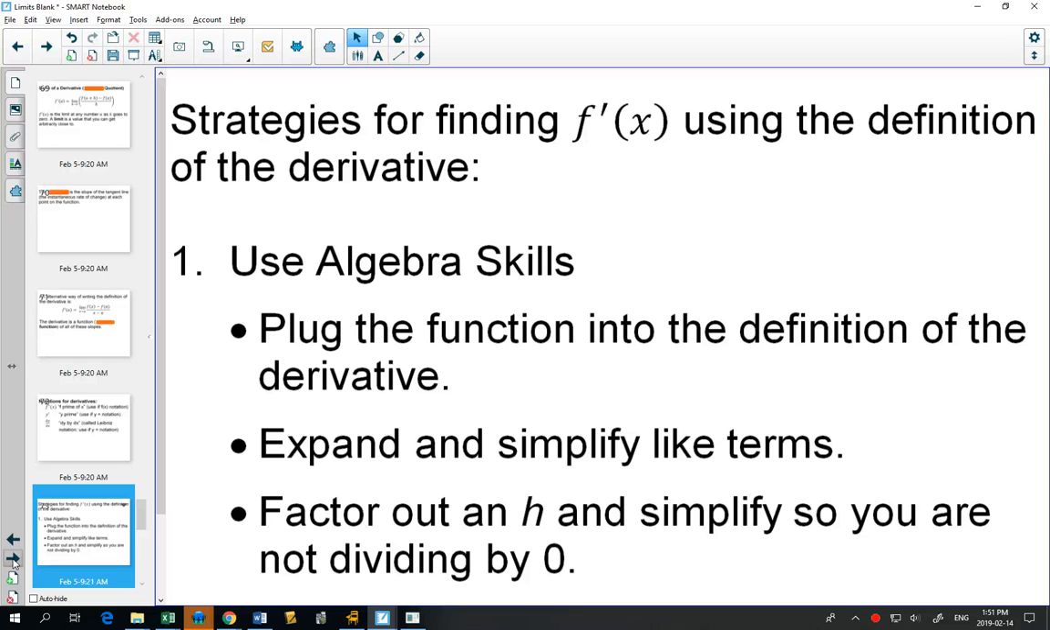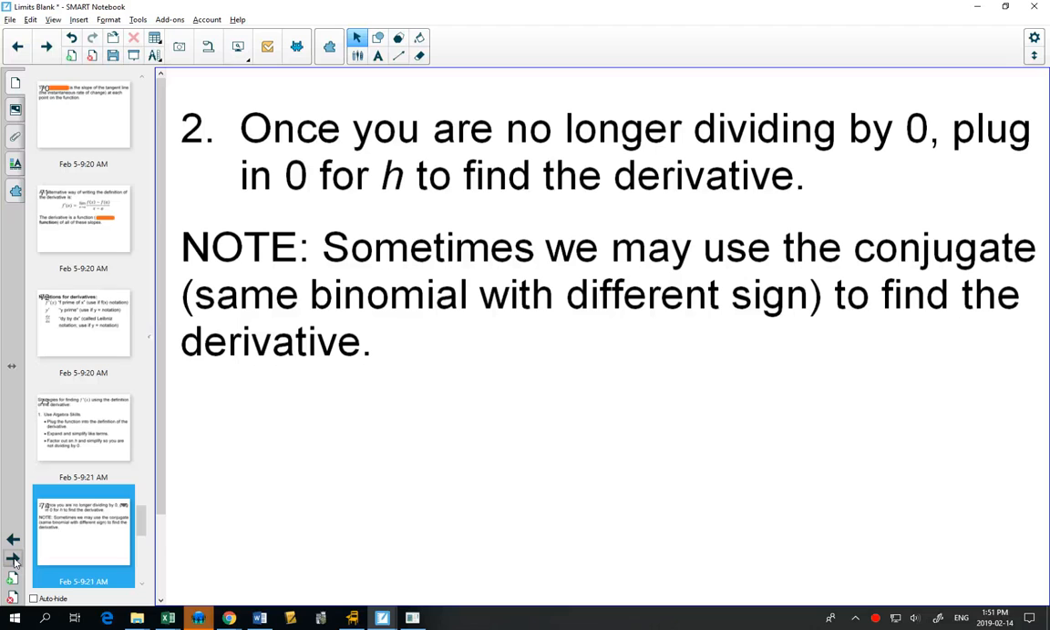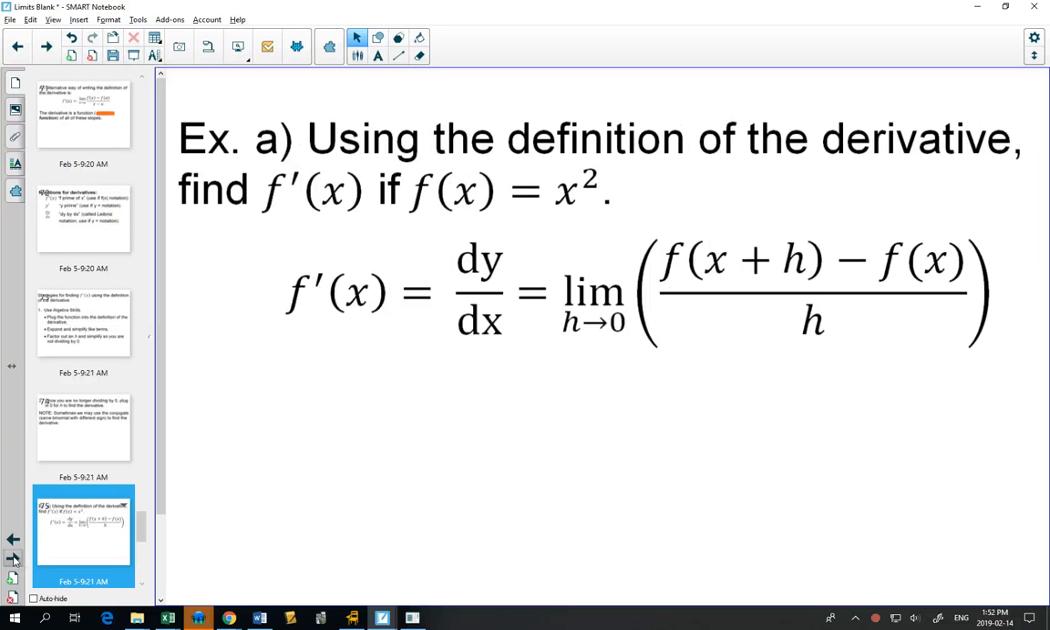So what does this all look like? Well, we'll get to some examples in a bit. Once you are no longer dividing by 0, that h has been canceled out, then you can plug in your limit and evaluate it to find out what it's equal to. And a note that with square roots, we sometimes use the conjugate, and we've done that already when dealing with limits.